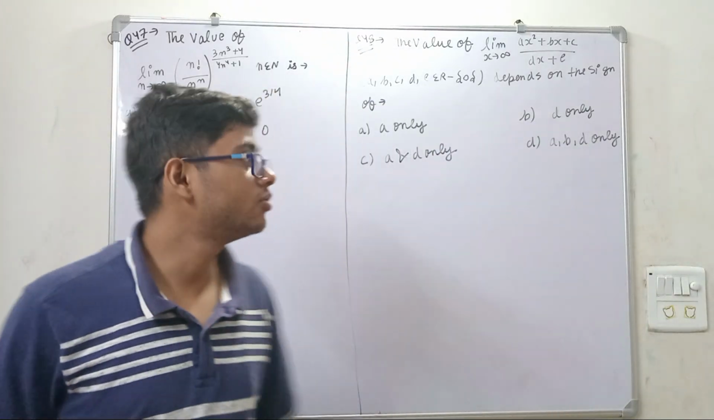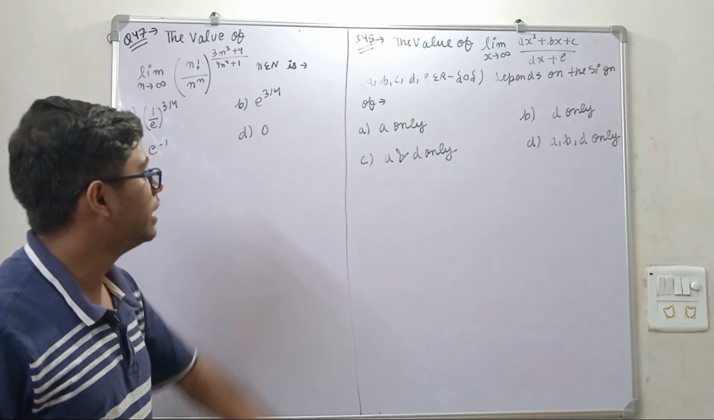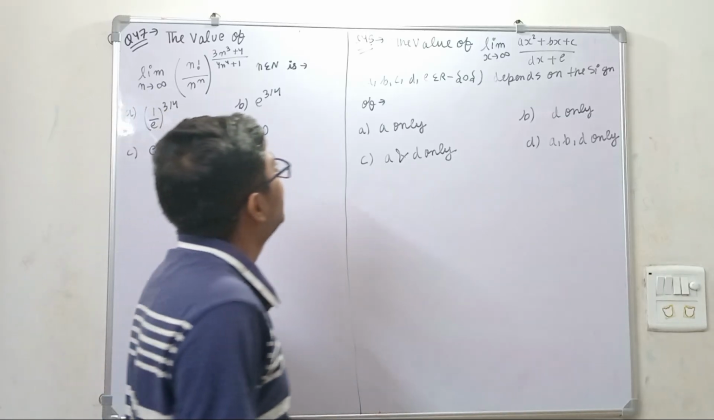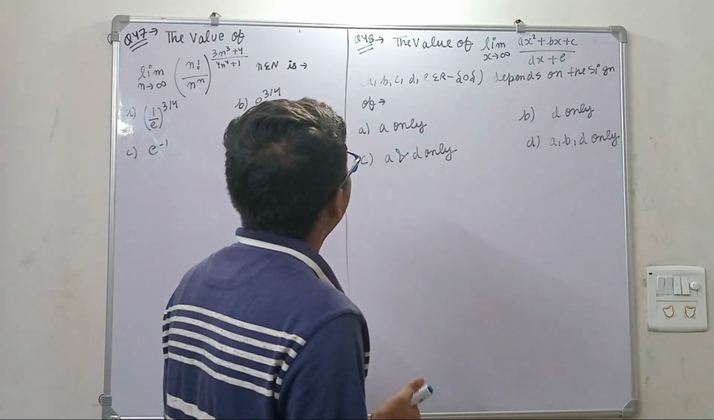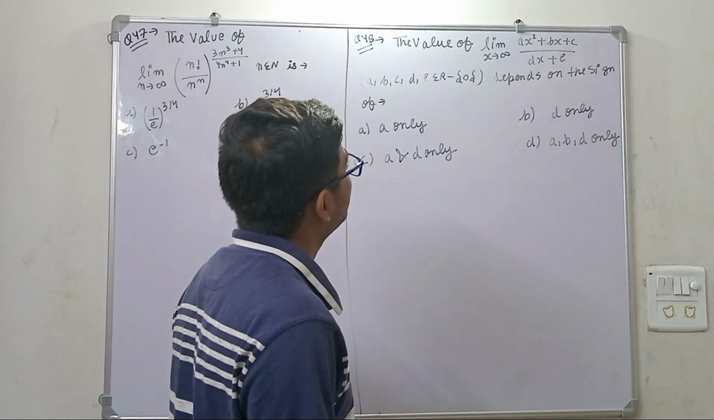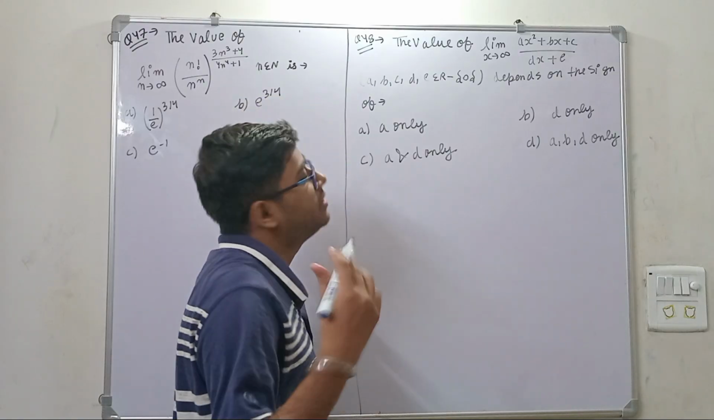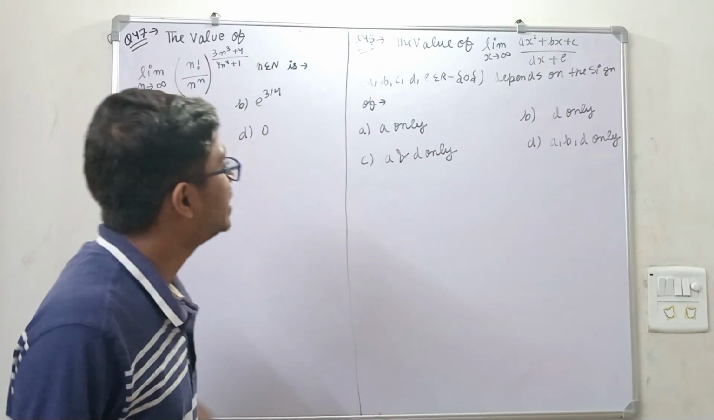Moving on to question 47 and 48. Let us first solve question number 48, because this is an easy question. The value of limit x tends to infinity of (ax square plus bx plus c) upon (dx plus e). Then you have to tell which variable the limit depends on.